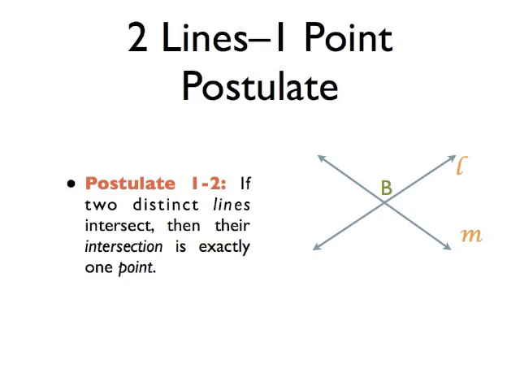You will notice here that there is no dot at point B, because this postulate says that if 2 lines intersect, they intersect at a point, we no longer have to put the dot there to indicate the point.